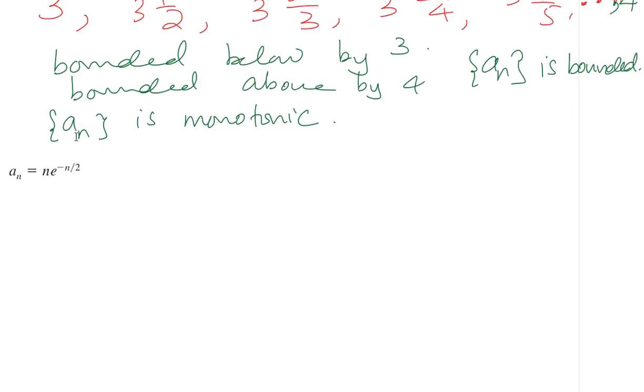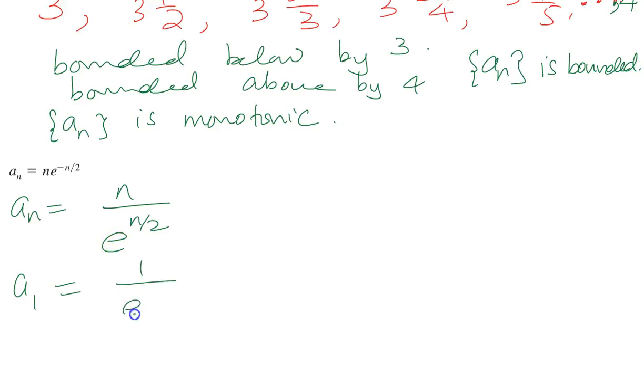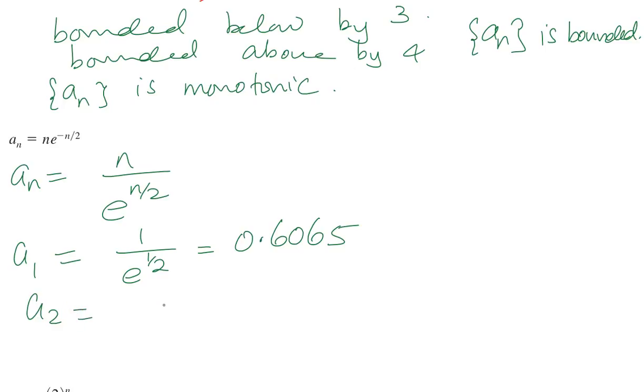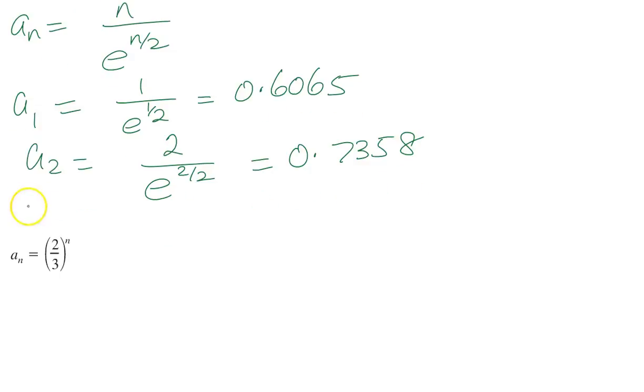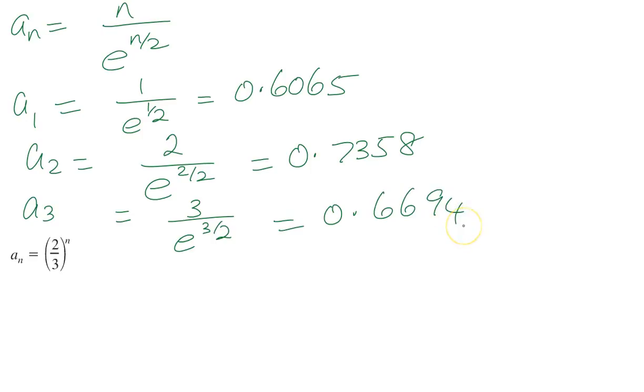Okay, let's have a look at this guy. Your an, when rewritten, looks like n over e to the power n over 2. Plug in some numbers. A1, 1 over e to the power 1/2, that is 0.6065. Give me another one. A2, 2 over e to the power 2 over 2, 0.7358. A3 is 3 over e to the power 3/2, that's 0.6694, so on and so forth.